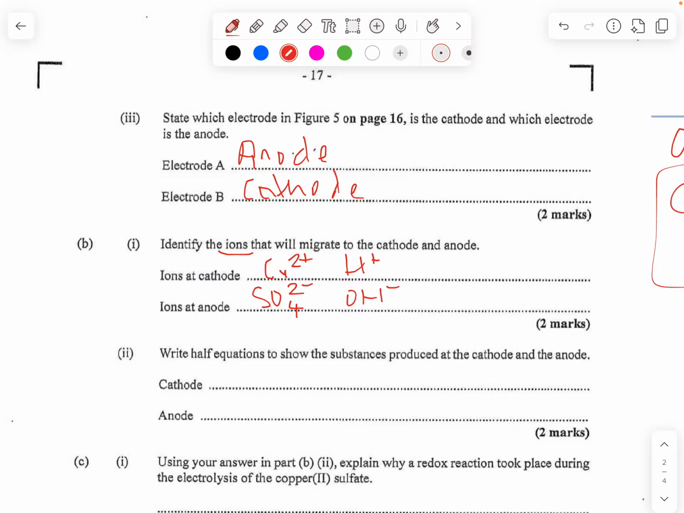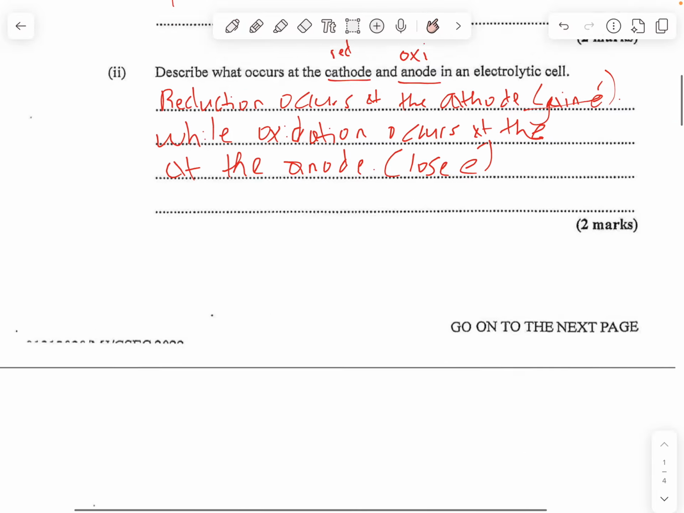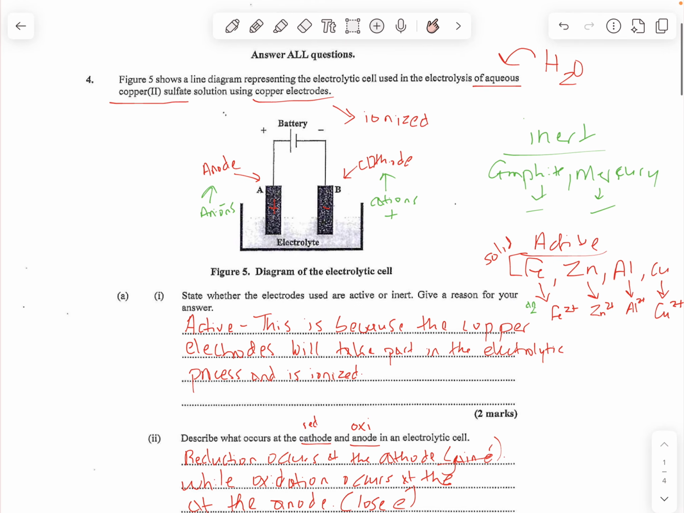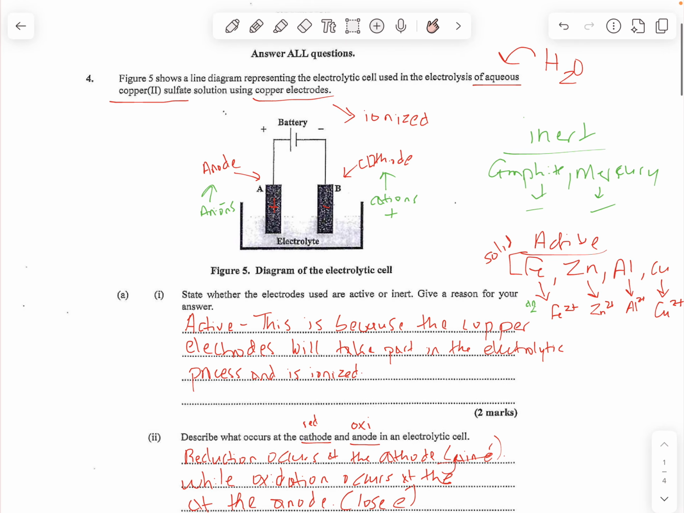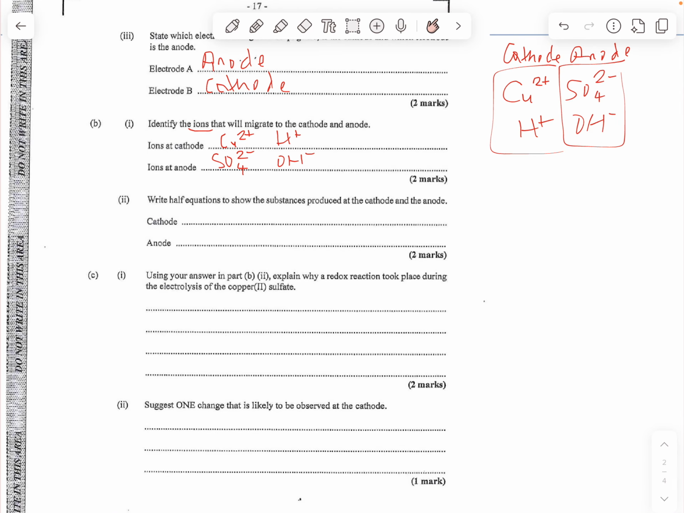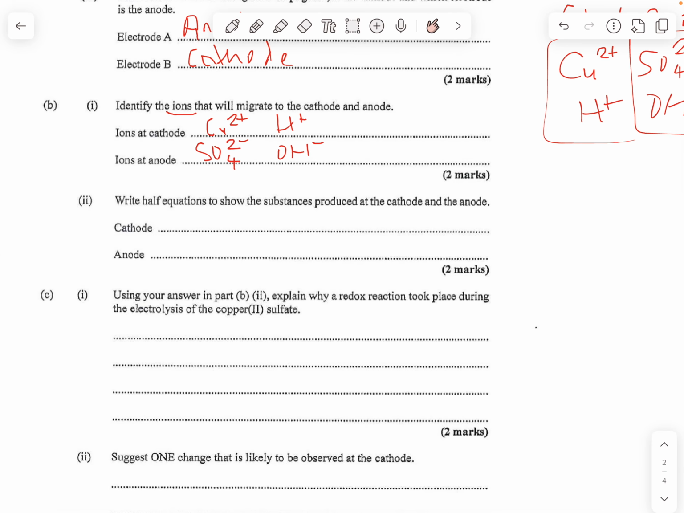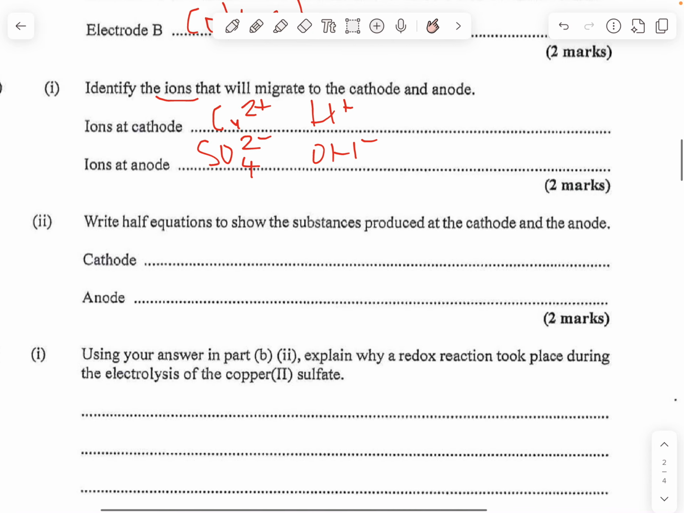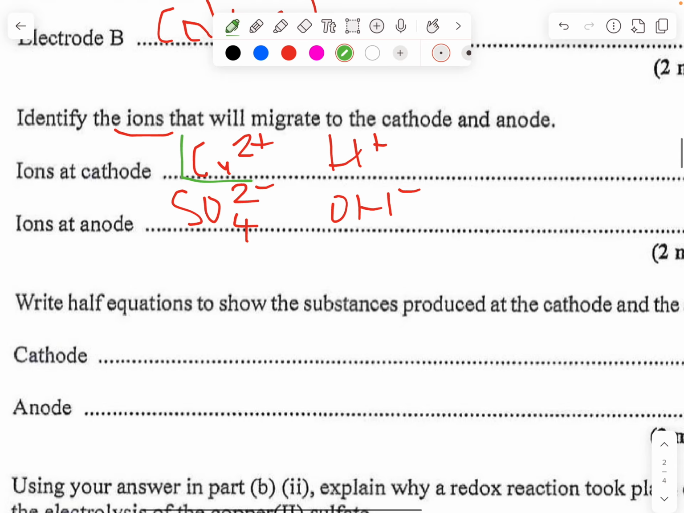So the next one says, write the half equation to show the substance produced at the cathode and the anode. And this question actually goes back to preferential discharge. Right, let me just scroll up to my question to see if there were any factors. No. Okay. Yes, there is actually one. So it says write the equation to show the substance produced at the cathode and the anode. So at the cathode, we have two ions that are being discharged. Yes, at the cathode we have the copper and we have the hydrogen.